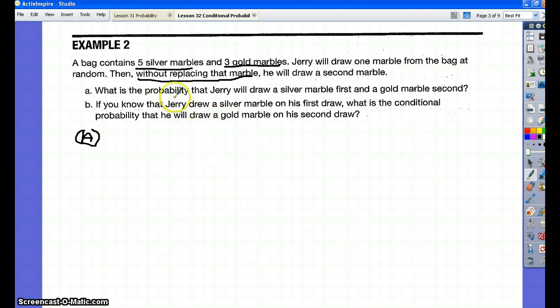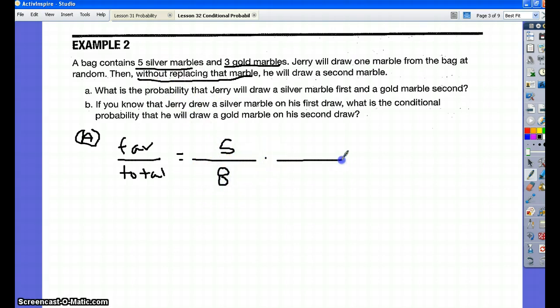Well, a silver marble first, remember favorable over total. So that equals, favorable is going to be 5 silver marbles over 5 plus 3, 8 total marbles, times a gold marble second. Well, there's 3 of those, and now there's 7 because remember we did not replace it, and that equals 15 over 56.